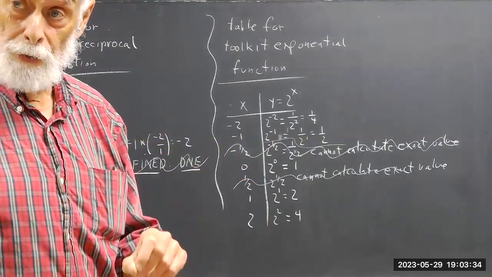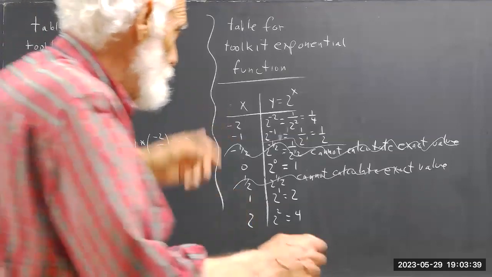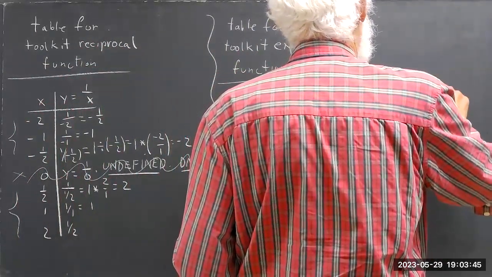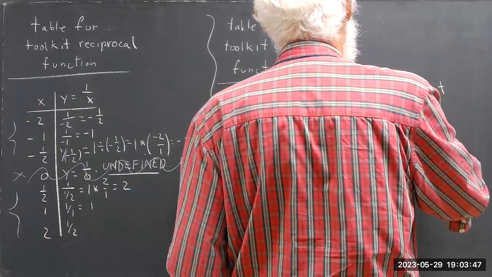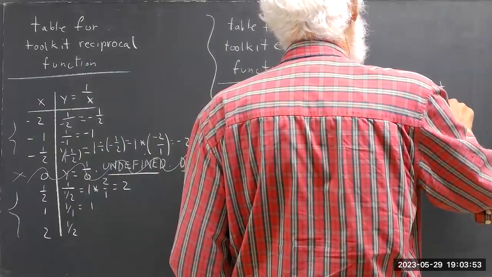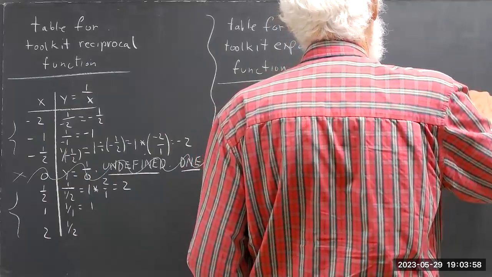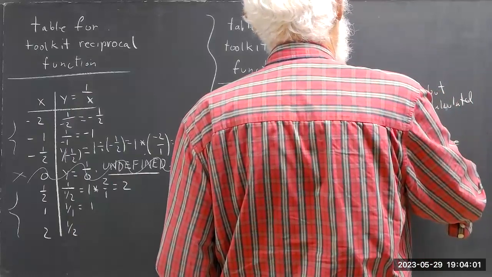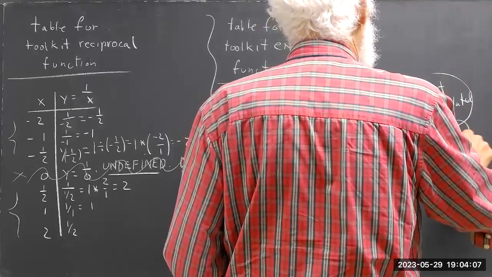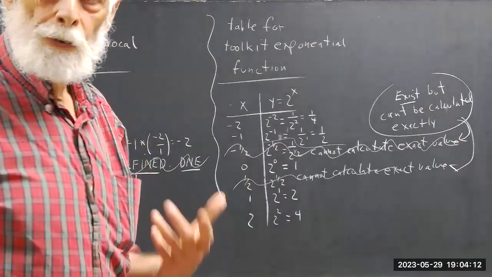Not because they don't exist. They exist. We just can't calculate it. Okay, so let me make a note there. Both of these values exist. We just can't calculate them exactly, so we don't include them.